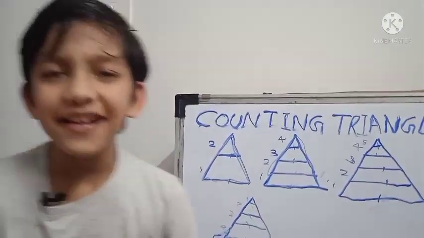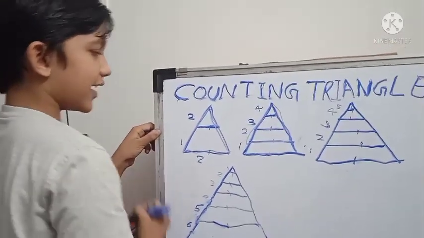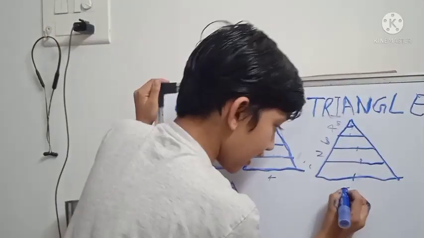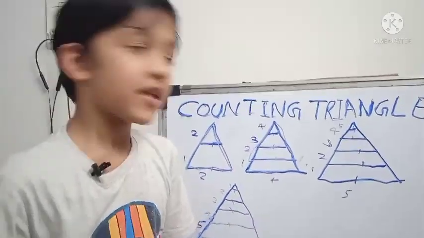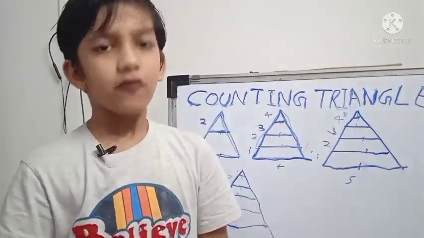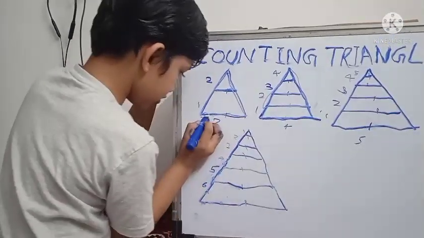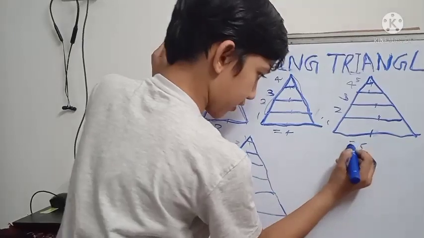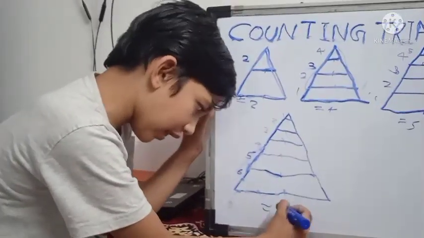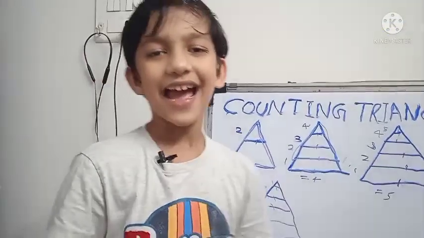Now we will do a quick revision of this type. It has 2 triangles. It is 1, 2, 3, 4, 5. I'll remind the formula again. The number of horizontal lines represents the number of triangles. That is 5 equals to 5, and this has 6 as we calculated it. So equals to 6. Isn't it easy, guys?